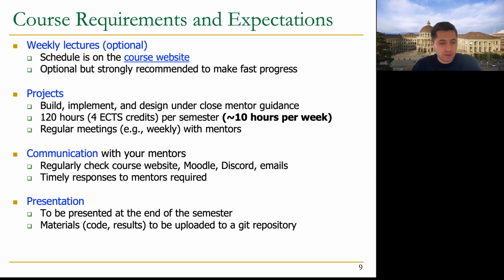So this is basically the second requirement. You make progress, but then you present, and all of these together are a complete package for you to pass this course.